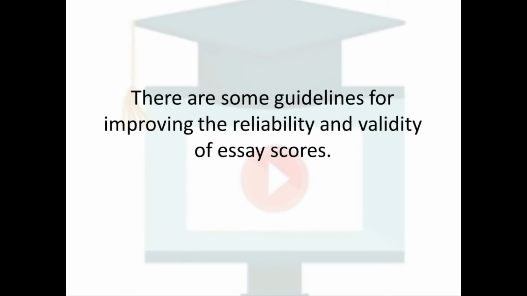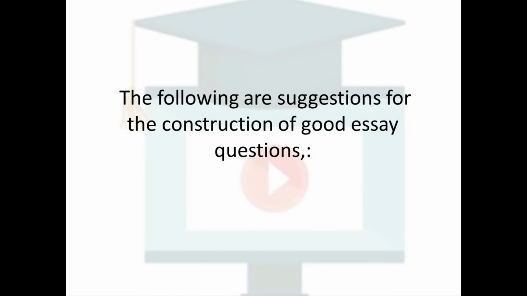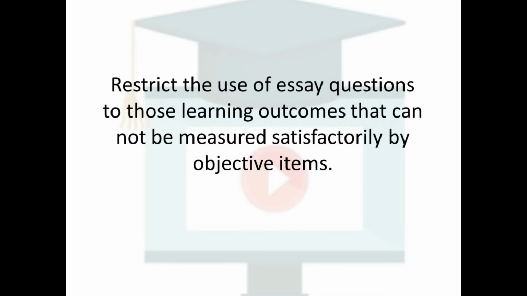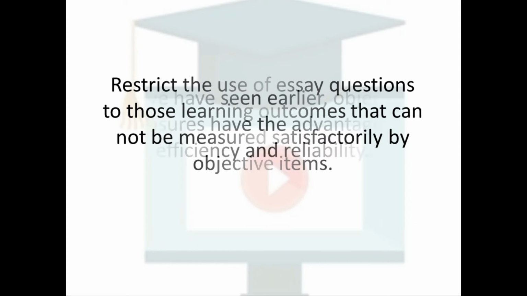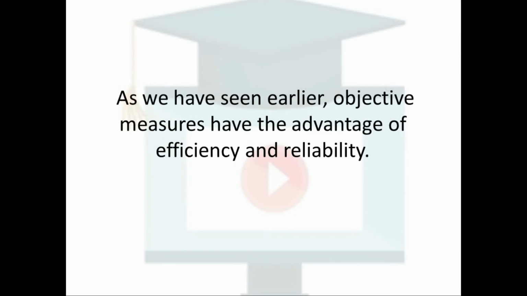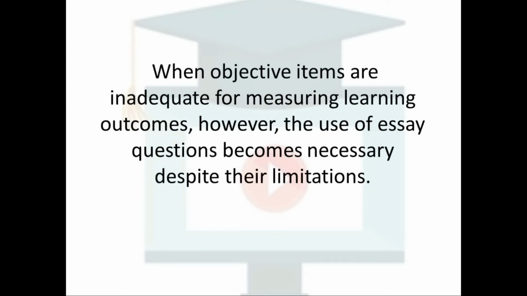There are some guidelines for improving the reliability and validity of essay scores. The following are suggestions for the construction of good essay questions. Restrict the use of essay questions to those learning outcomes that cannot be measured satisfactorily by objective items. As we have seen earlier, objective measures have the advantage of efficiency and reliability. When objective items are inadequate for measuring learning outcomes, however, the use of essay questions becomes necessary despite the limitations.